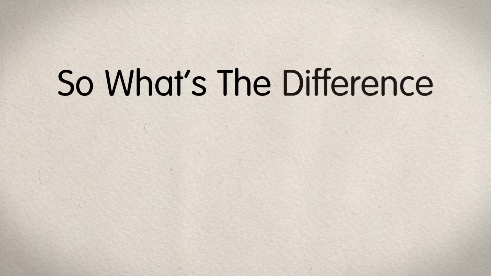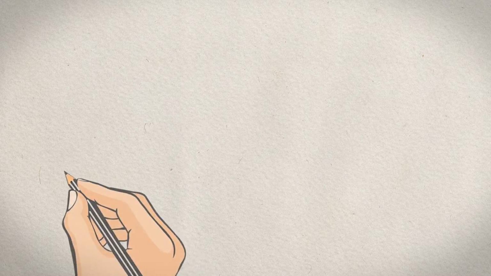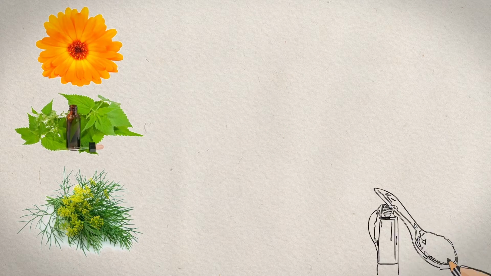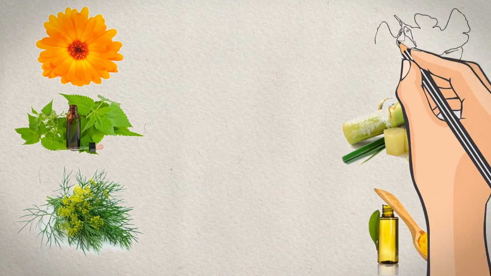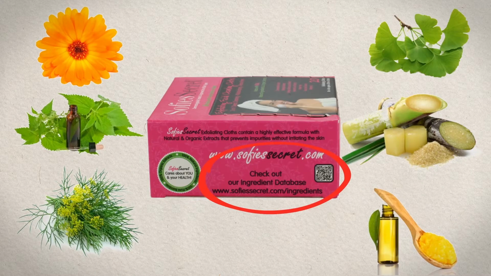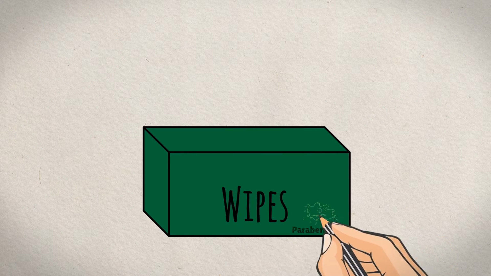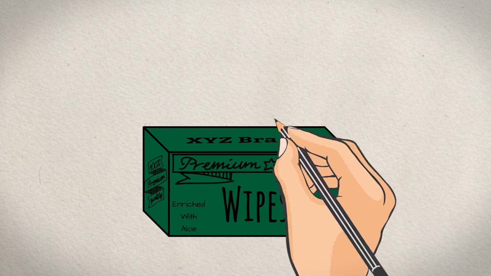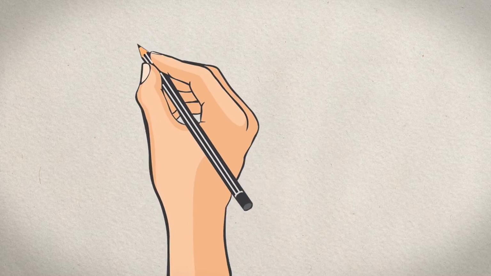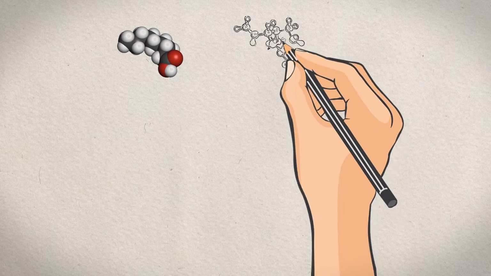So what's the difference between SofiesSecret and other brands? We only produce products with natural ingredients and organic extracts. We also disclose all our ingredients information, which is available right at your fingertips anytime, anywhere. When compared to other brands, they add small amounts of organic extracts and oil so that they can market their product as natural and organic. It looks and sounds great, but that's where it ends.